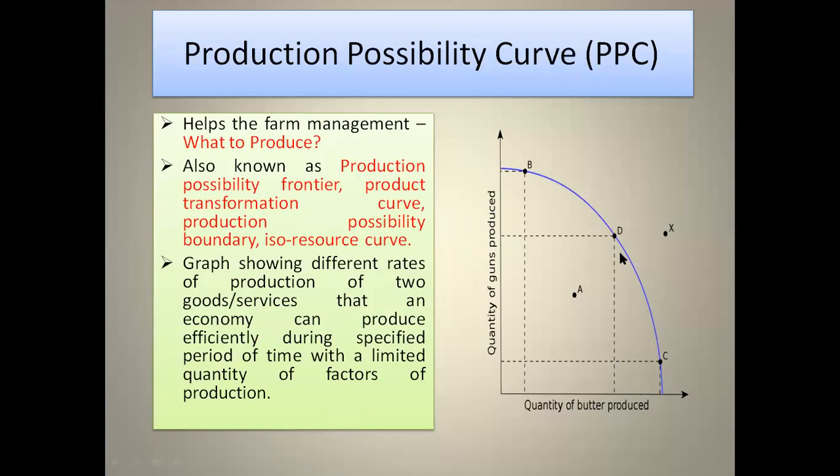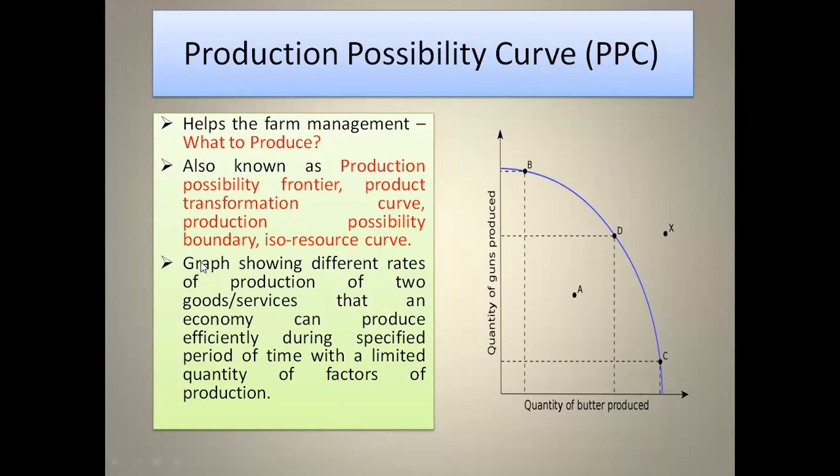Here is your production possibility curve, that is called PPC. It helps farm management decide what to produce. It is also known as the production possibility frontier, product transformation curve, production possibility boundary, and iso resource curve. These are all synonyms.